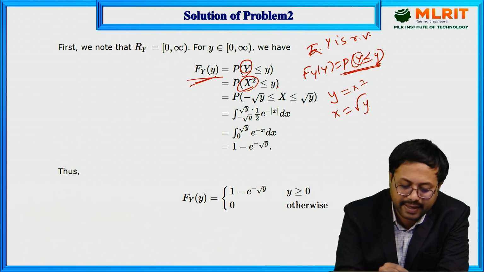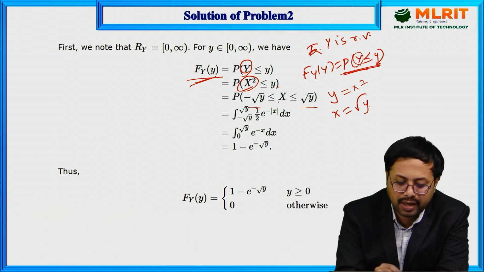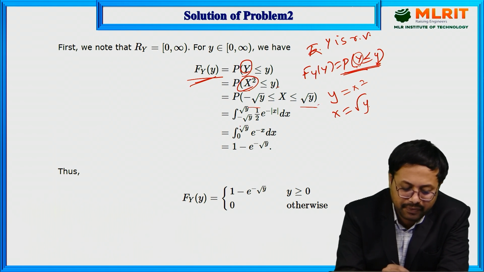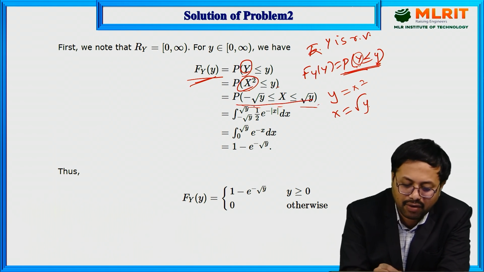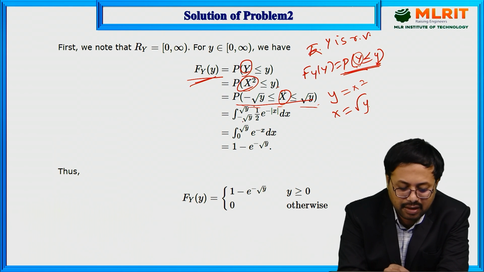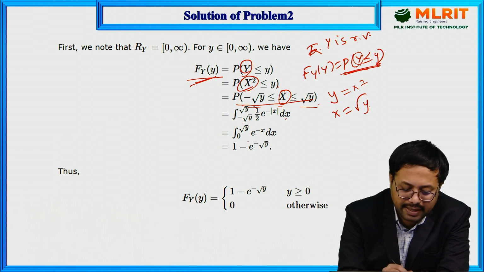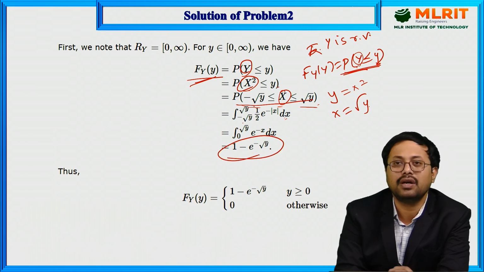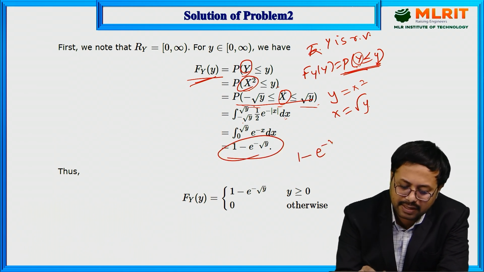But here you have negative and positive signs. Okay, modulus value: minus root y to plus root y. And this is the interval of the random variable x. Now you take the 1 by 2 outside the interval. Now you split this interval, then you will get the resultant answer 1 minus e power minus root y.